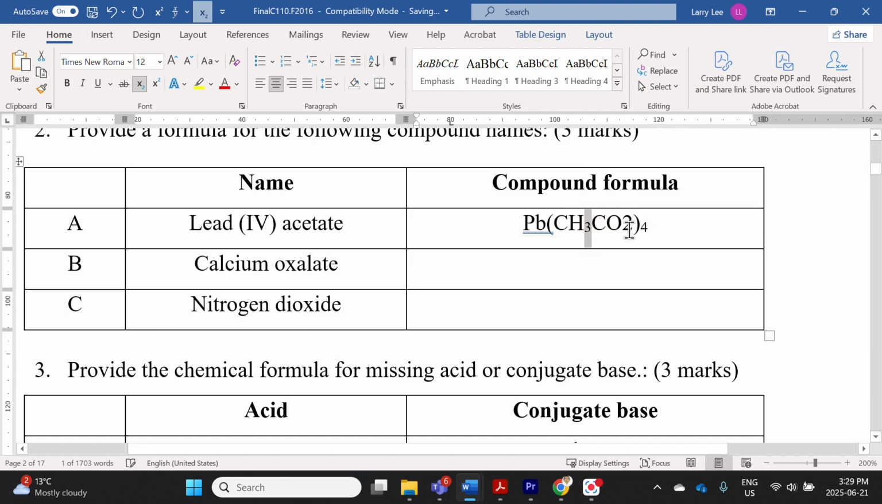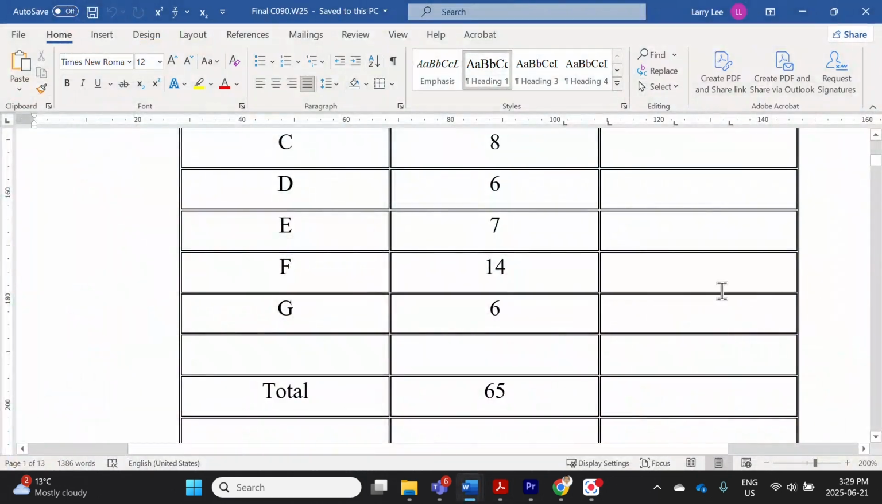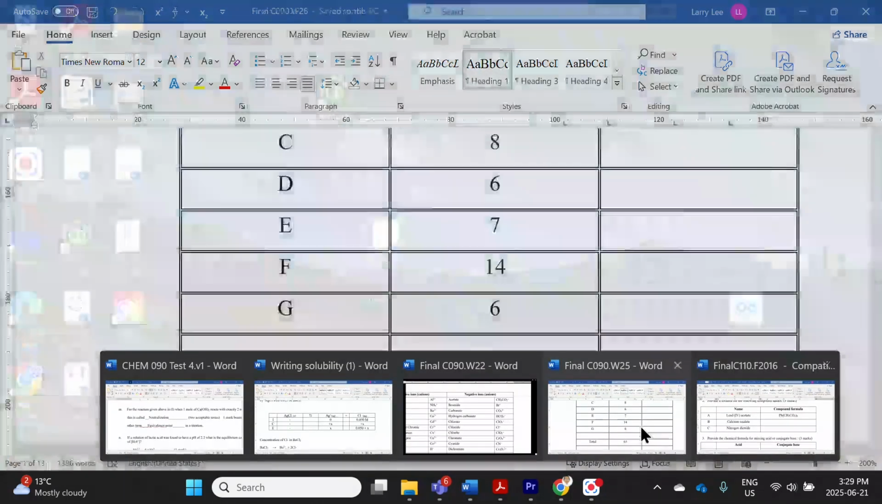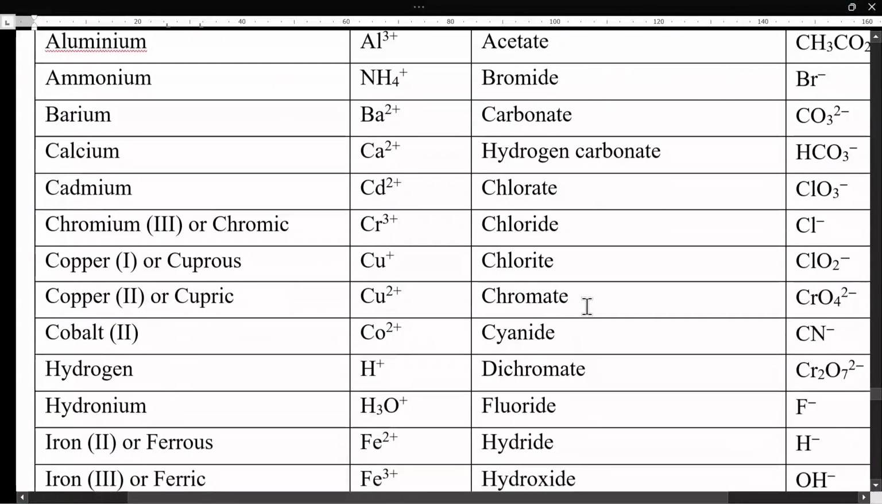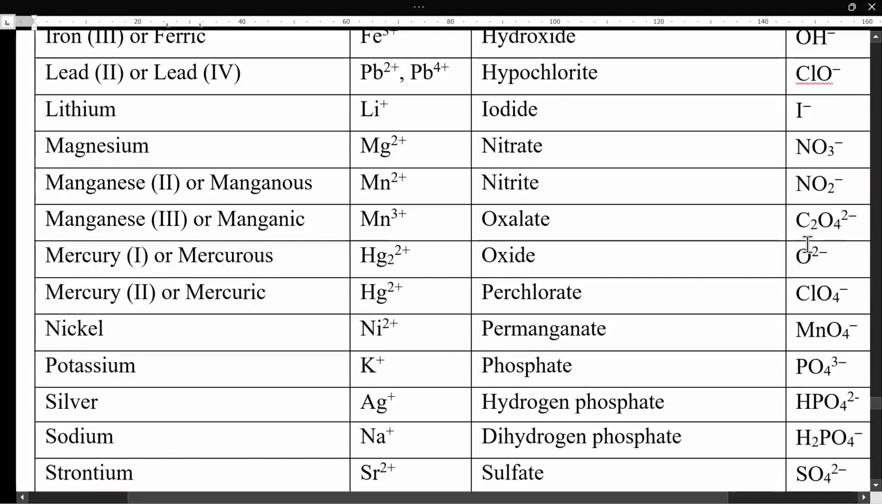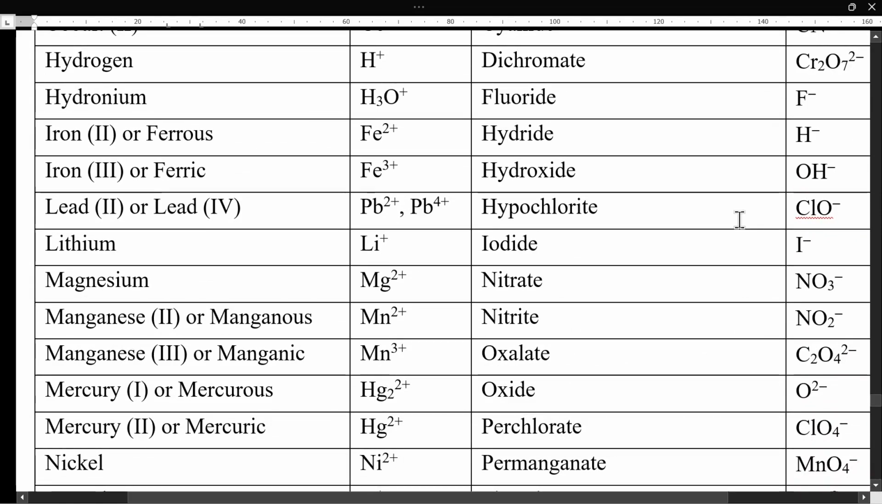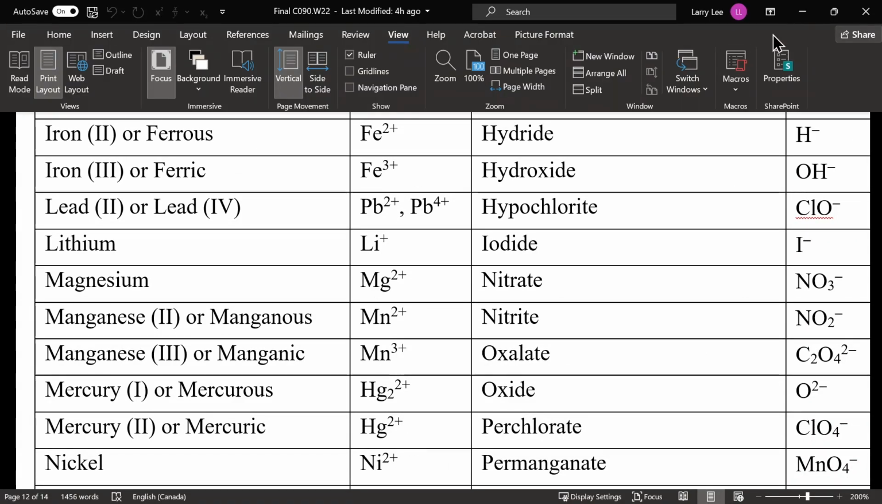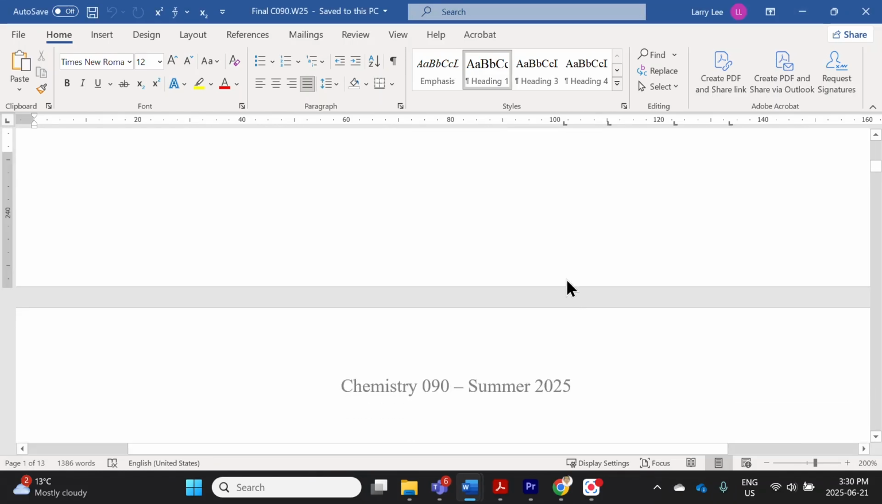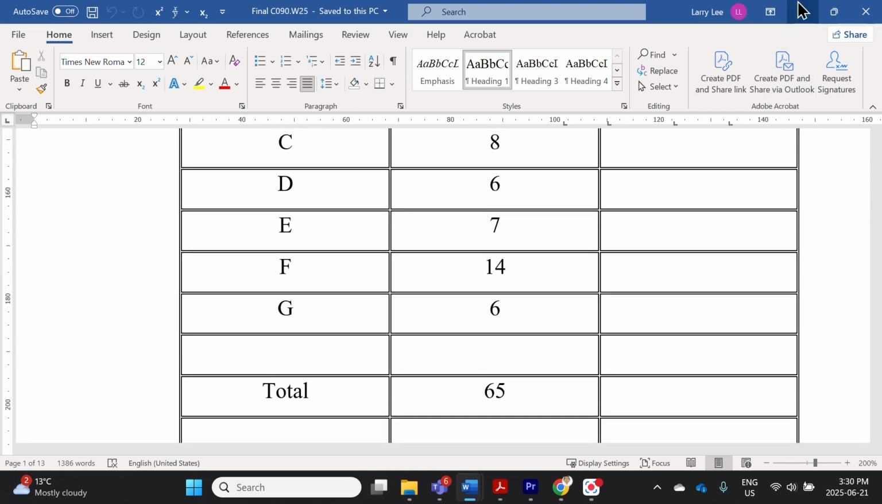And this is lead 4 acetate. And it's just basically copying things from the common ion table. Calcium oxalate. Okay, let's take a look at calcium oxalate from that table. Where can we find oxalate? Alphabetic order: C2O4 2-. So calcium is right here, and the C2O4 oxalate is right there. So this is how you can master this section on this table.